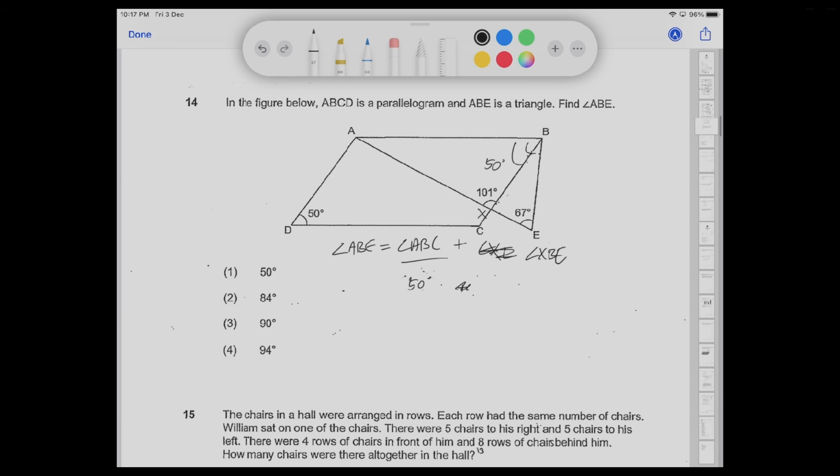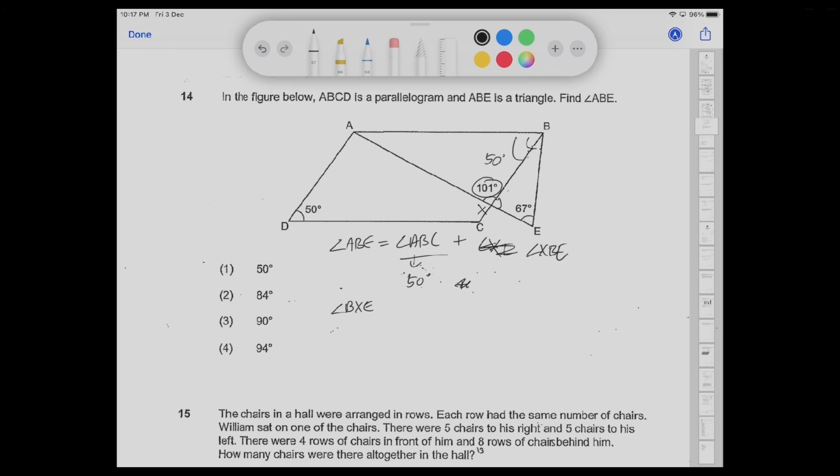What is XBE, right? ABC is 50. What is XBE? Well, we should use the angles in a triangle property for this, but we don't have this angle. And actually, we do, right? We can deduce, oh, this angle is 101. So what is angle BXE? That's just 180 minus 101 degrees, which in fact we will get 79 degrees. You can call this angles in a straight line or supplementary angles.